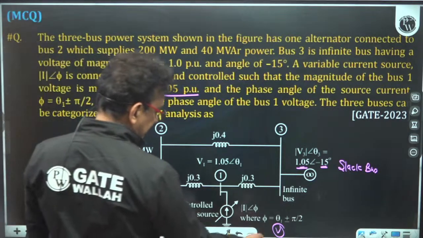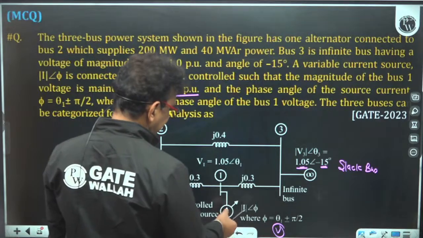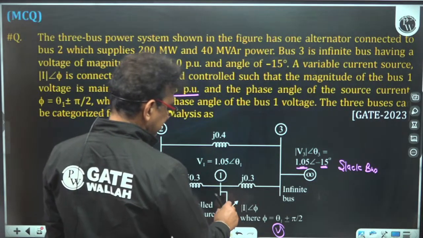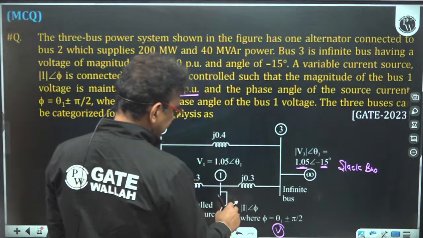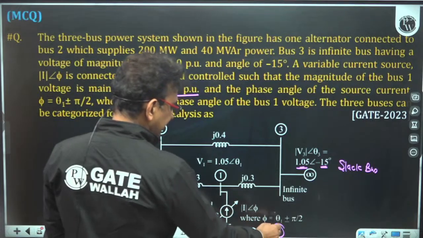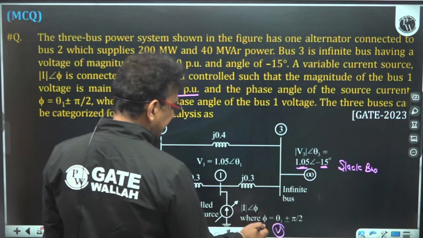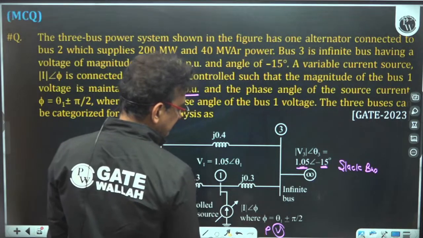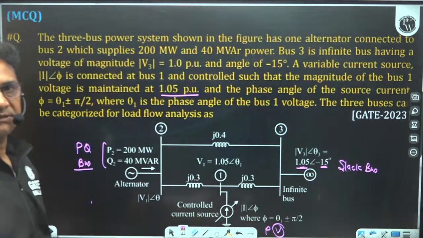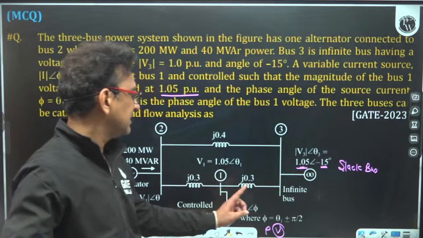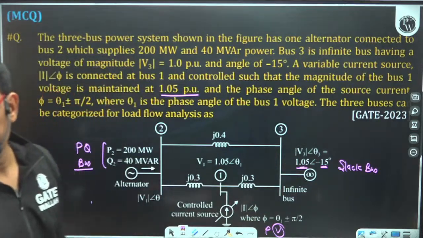See, its voltage is fixed. Now we have a variable current source, so by changing the value of current, I can change the value of power. V is specified. We can also specify the value of current, meaning the power can be specified here. So this will be the PV bus, the PQ bus, the PV bus and the slack bus.